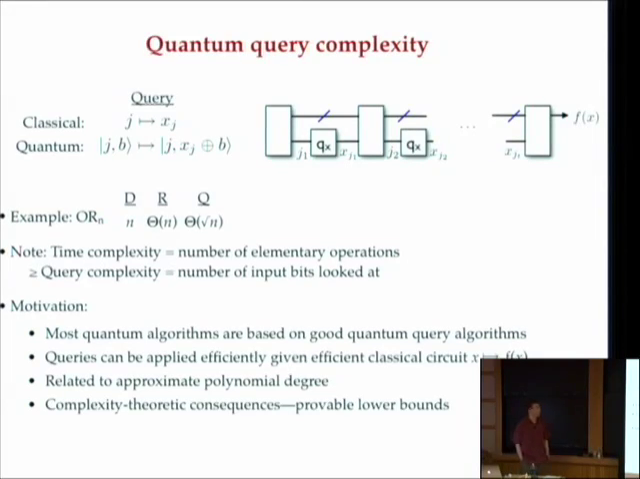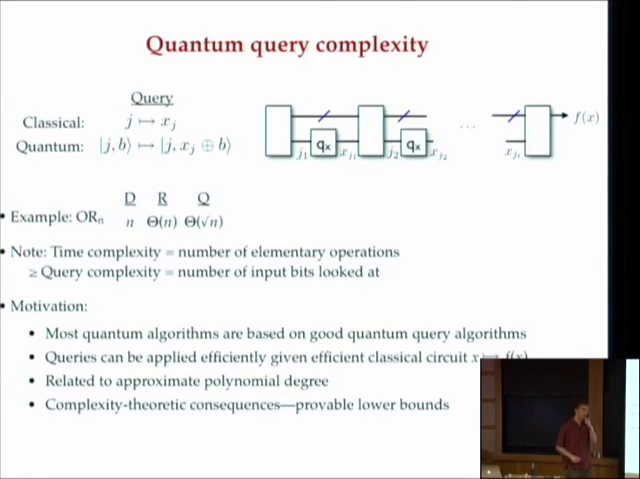So what we really care about is not the query complexity. We care about the time complexity, which is how hard it is to implement these other operations between queries. And it's certainly the case that the time complexity can be much larger than the query complexity. It can take many local gates to implement every one of these arbitrary gates.